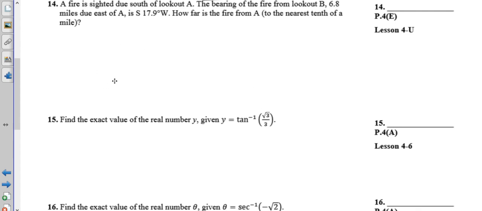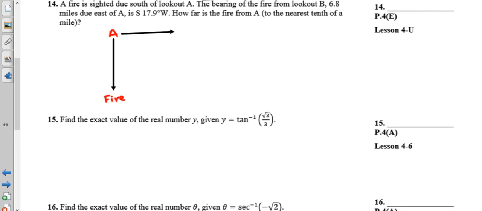A fire is sighted due south of lookout A. So there's a lookout A, and a fire is spotted, and it is due south. So here's our fire. And the bearing of the fire from lookout B, which is 6.8 miles due east of A. So lookout B, let's put that on there first.